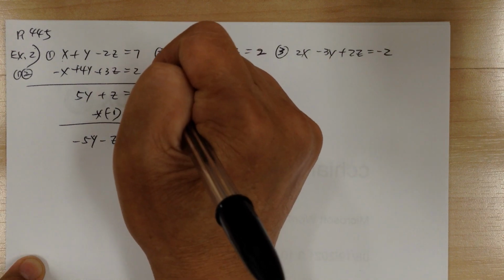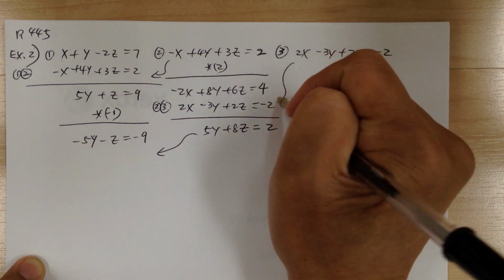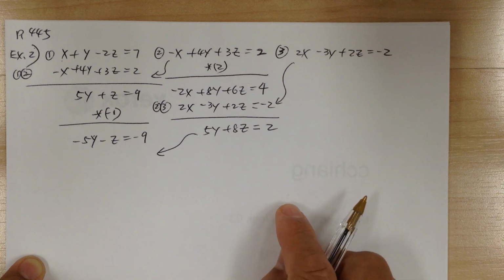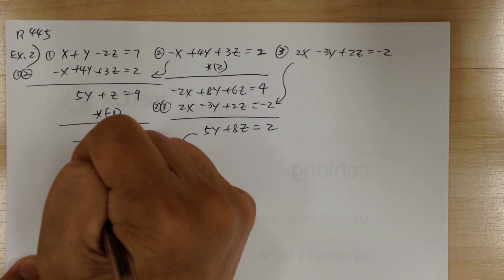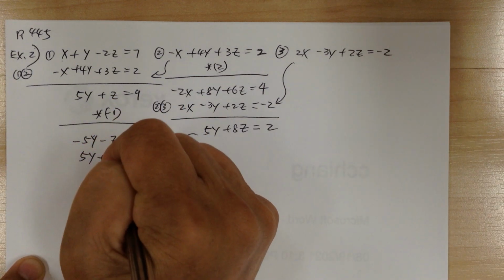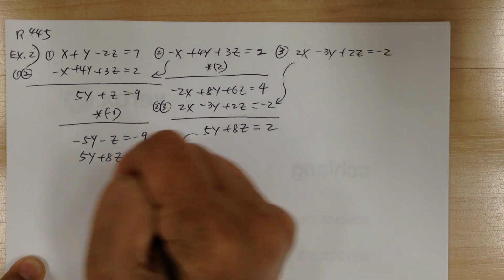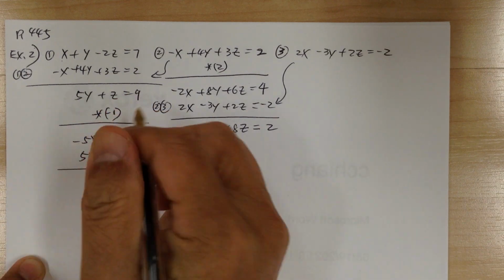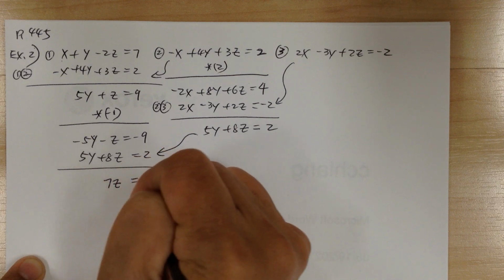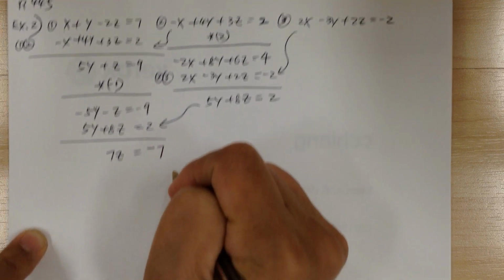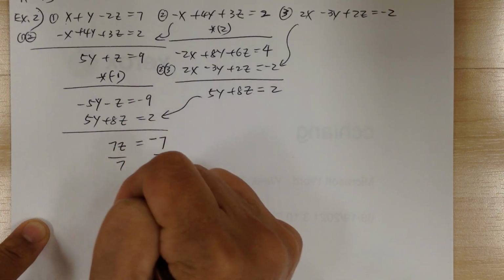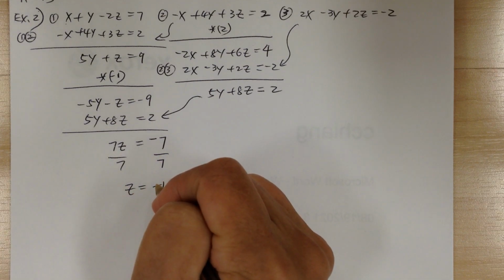Okay, so I'm going to put some arrow over here so you can see where this equation came from. So I get 5y plus 8z equal to 2. When I add, this cancels out. So I get 7z equal to negative 7. Divide by 7, divide by 7. So z equal to negative 1.